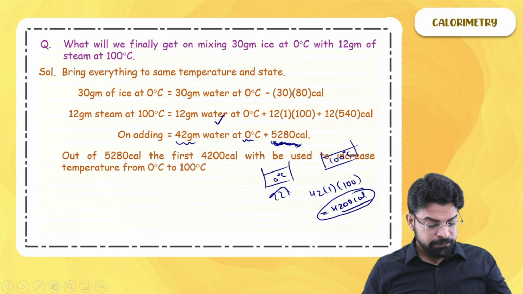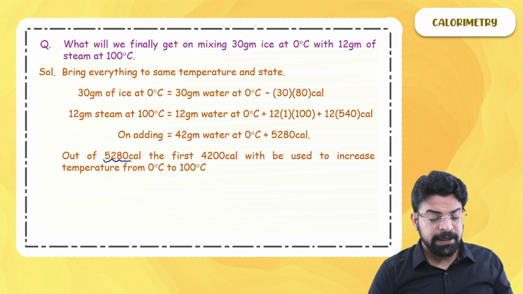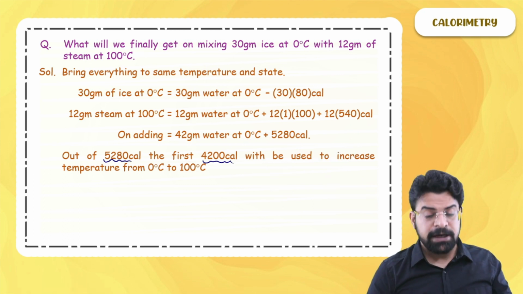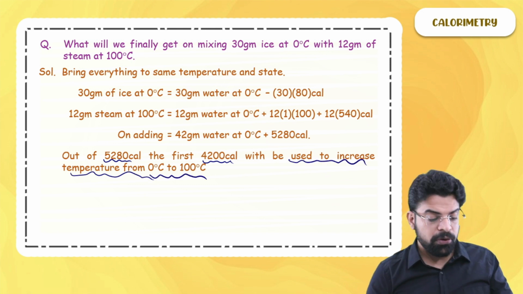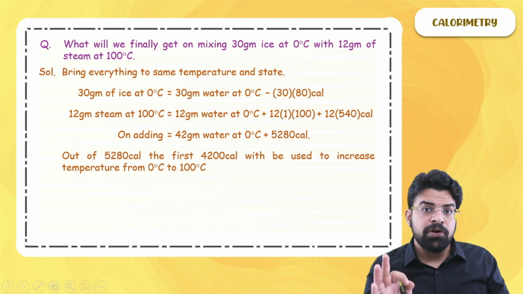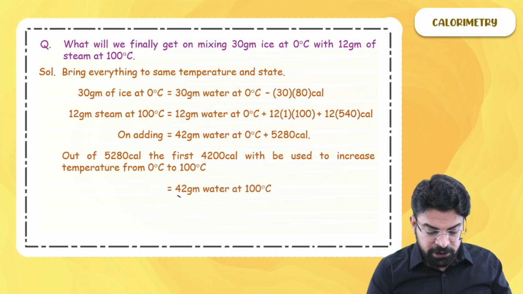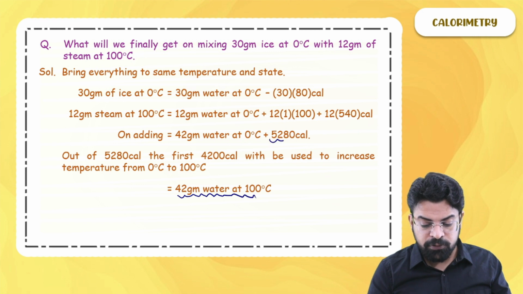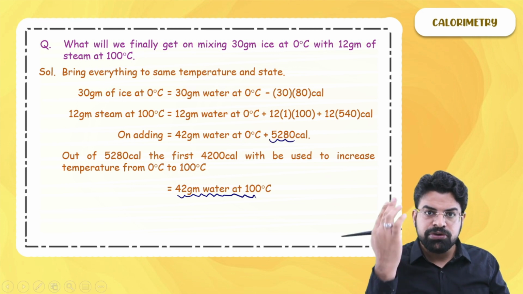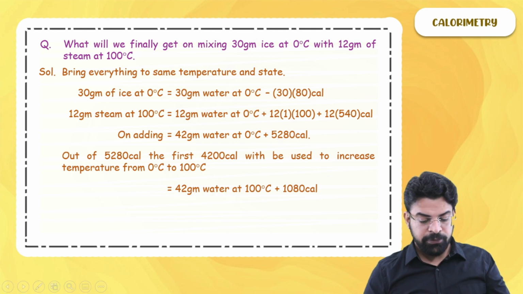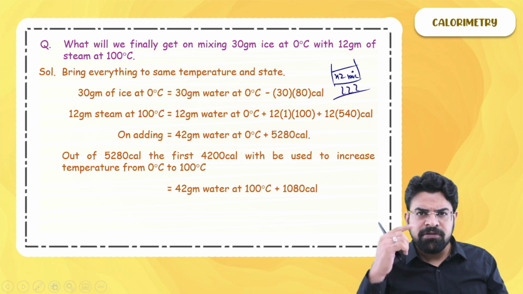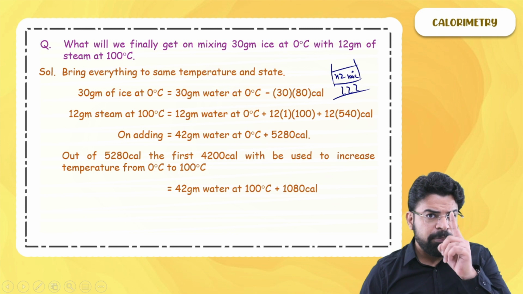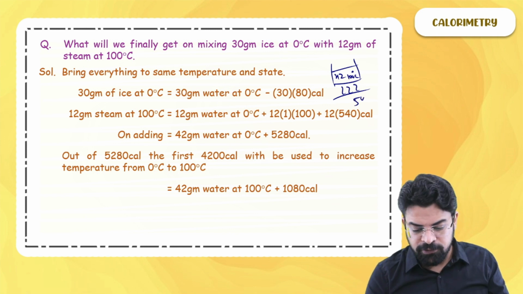So out of 5280 calories, the first 4200 calories will be used to increase the temperature of water from 0 to 100. So what will you be left with? You will be left with 42 gram of water at 100, and out of 5280, 4200 has been used. So you are left with 1080 calories. Now you have 42 grams of water at 100 degrees centigrade and you are providing it heat. What will happen? It will start to evaporate. To evaporate 1 gram of water, you require 540 calories.